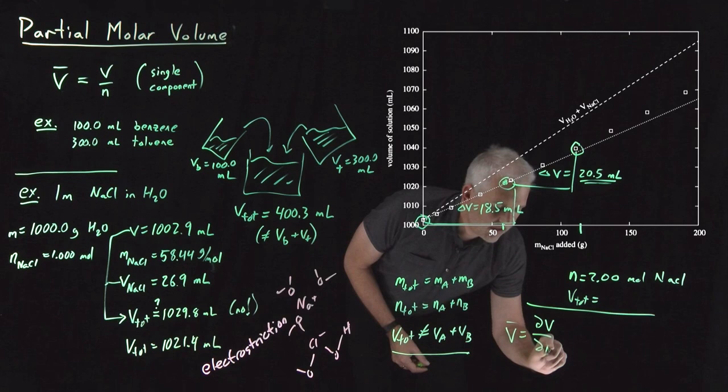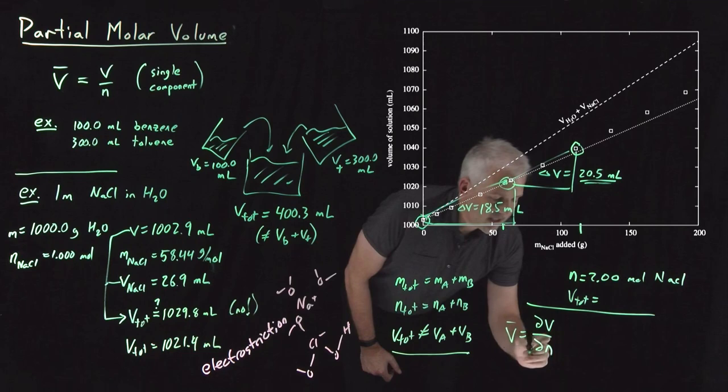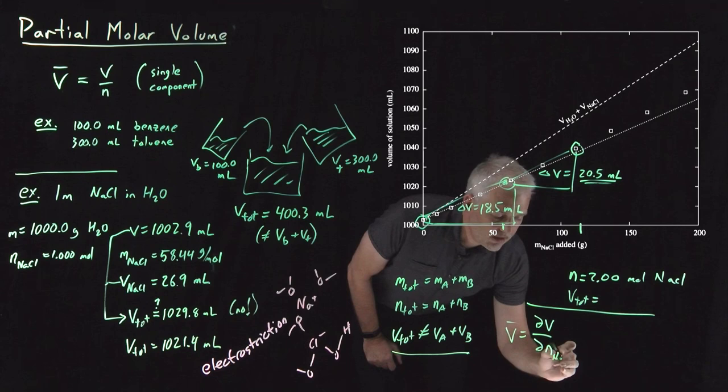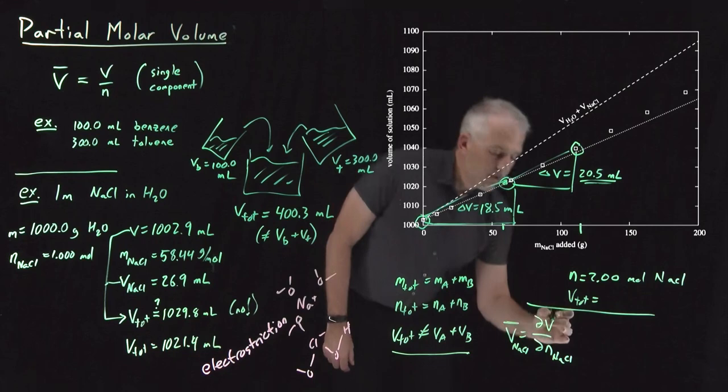So this slope is 18.5 milliliters. This slope is 20.5 milliliters. In general, I can say at any point along this curve, the rate of change of the volume as I add a mole of sodium chloride is going to be the molar volume of sodium chloride. So I can define my molar volume in this way: the rate of change of the total solution volume as I add more moles of the solute.